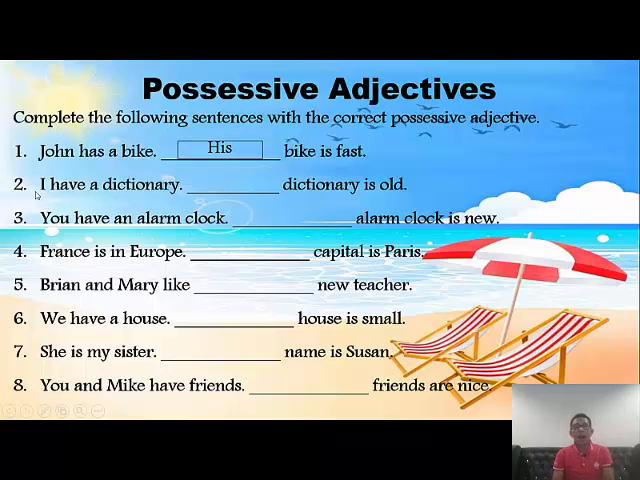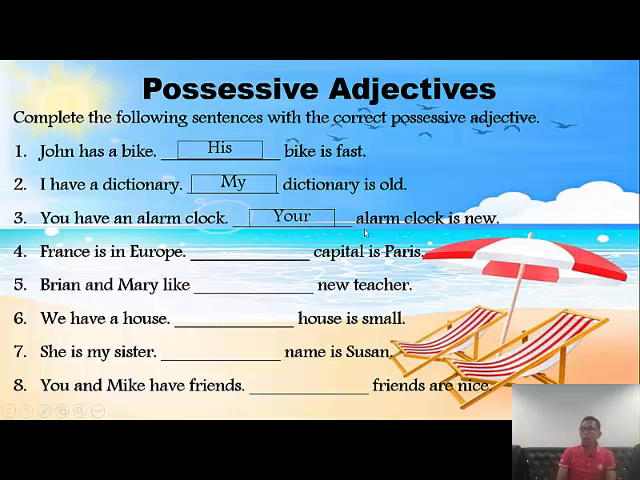Number 2, I have a dictionary. My dictionary is old. My dictionary, it is my dictionary, it is not your dictionary. Okay, it belongs to me. Number 3, you have an alarm clock.